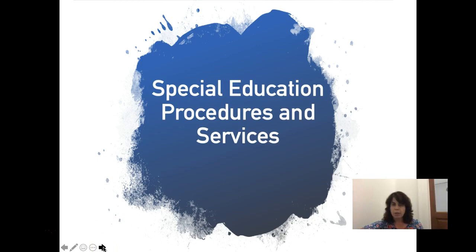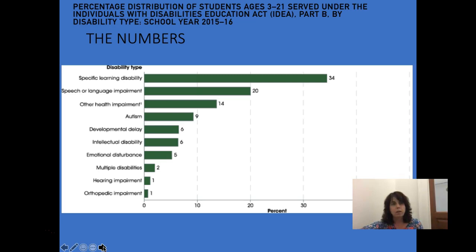Now we're going to talk a little bit about special education procedures and services. You can see here the different disability types that are in IDEA and the numbers of students who are served in each one of these categories in 2015-16. You can see that specific learning disabilities are one of the higher incidence disabilities, down with things like hearing impairment, which are pretty low incidence. Deaf-blindness doesn't even show up on this list, which is what my kids have.